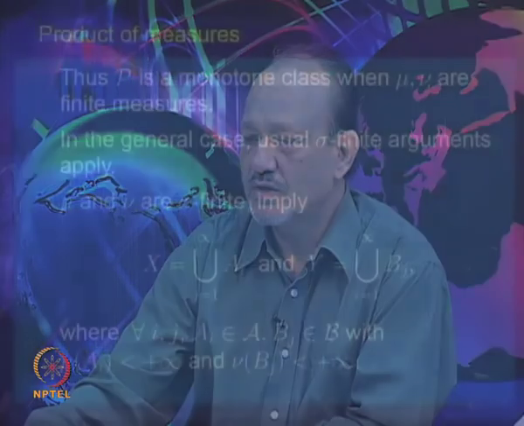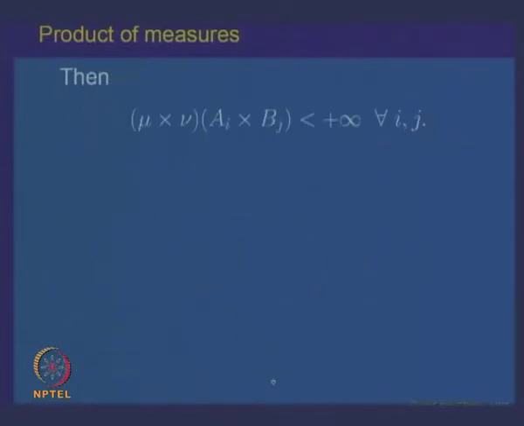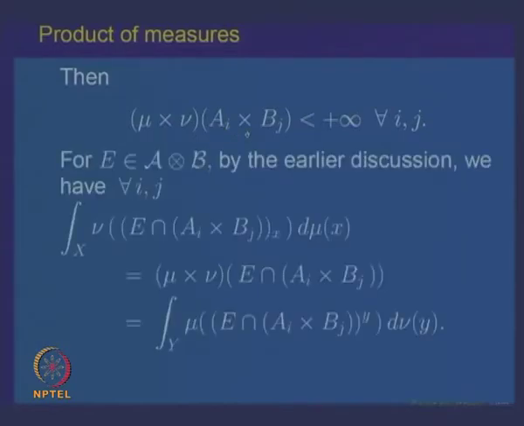So, let us see the argument how it works, because mu and nu are sigma finite. So, X can be decomposed into a disjoint union of sets A_i, and Y can be decomposed into a disjoint union of sets B_j, such that mu of each A_i is finite and nu of each B_j is finite. So, using that we can write down that mu cross nu of A_i cross B_j is finite, because this is nothing but mu of A_i times nu of B_j. So, as a consequence, on each of these pieces our earlier results hold that P was a monotone class.